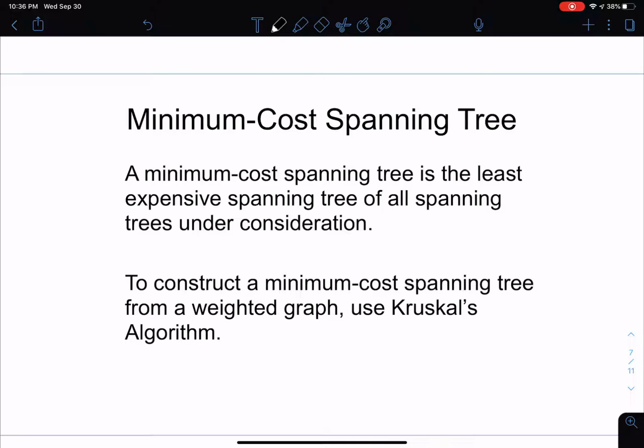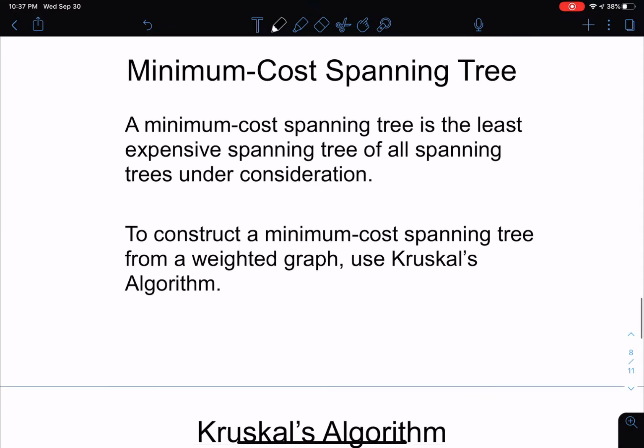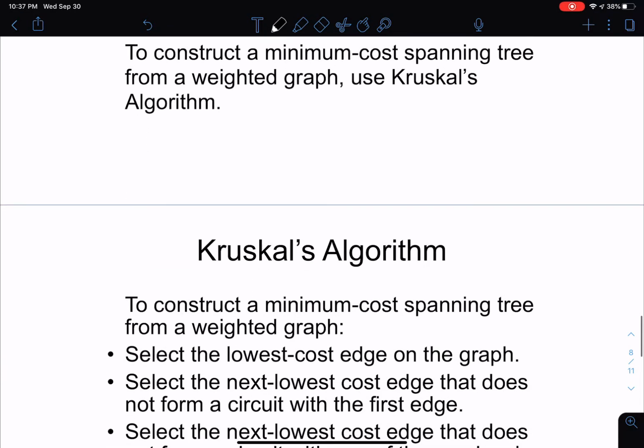And there's something called Kruskal's algorithm that helps us to step-by-step construct a minimum cost spanning tree. So a very specific type of spanning tree. And you have to start with a weighted graph to do this.